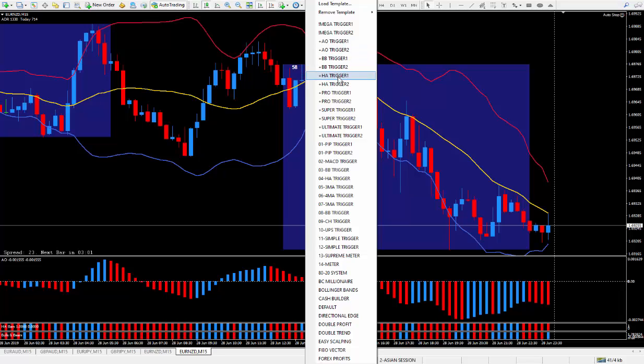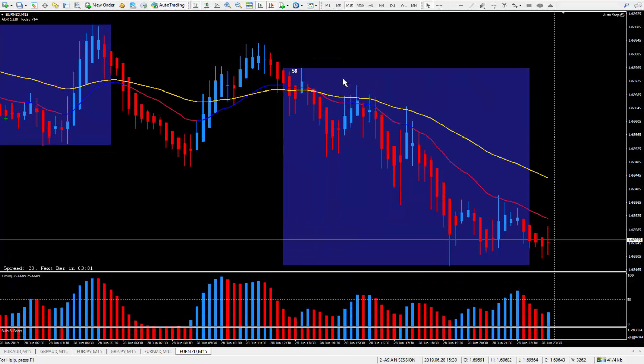Let's check out the HA trigger, which is the Heikin-Ashi candles. Now, instead of having the HA bars down at the bottom, I have them up here. I removed the Japanese candles. This makes it really simple. When it does a move and then it turns from blue to red, then we're selling. When it turns from red to blue, we're buying. And now it's not quite that simple.